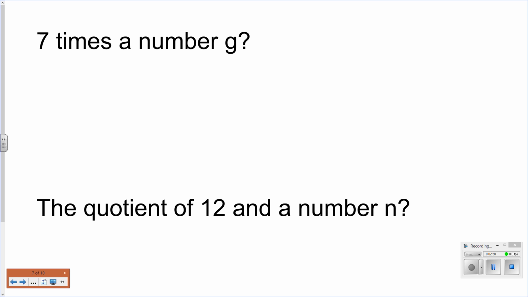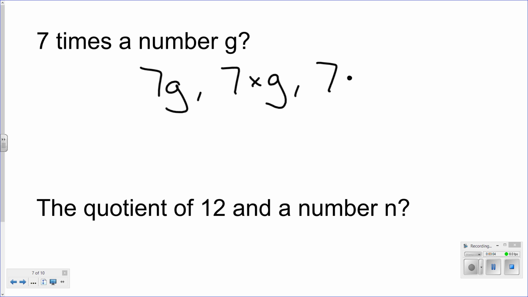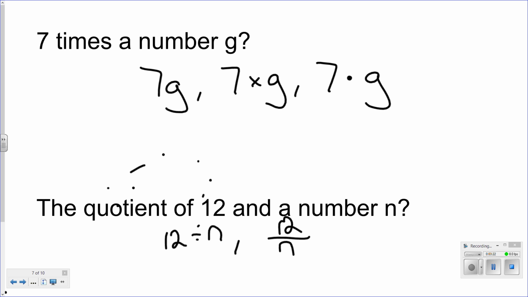7 times a number g. Try these two on your own. So this one is 7g. We could write it as 7 times g, or you could write it in any of these forms. Then the quotient of 12 and a number n is 12 divided by n, or you can write it as 12 over n.